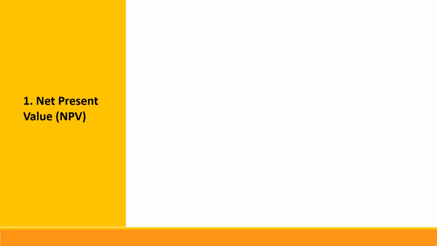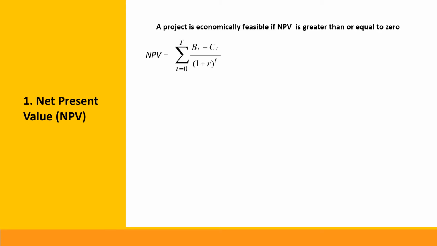The first criterion that we can use to evaluate this new project is the net present value. A project is economically feasible if net present value is greater than or equal to 0. So the formula of net present value is as follows. We subtract the cost from the benefit at each year and divide it by the discount rate.